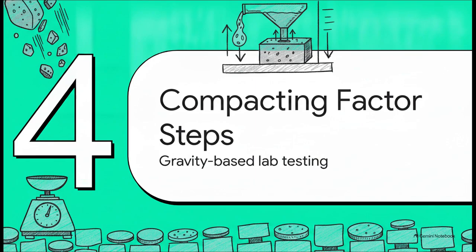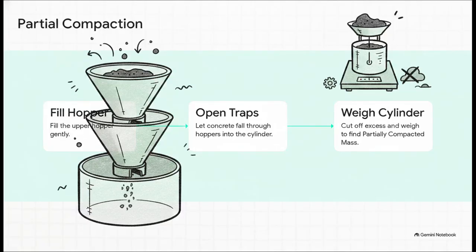Let's look at this gravity-based lab test. Okay, so the apparatus for this one is pretty neat. It's 2 conical hoppers stacked right above a cylindrical container. Step 1, you gently fill the upper hopper. Step 2 relies heavily on basic statics and dynamics. We open the trapdoors and just let gravity pull that concrete down through the hoppers and into the bottom cylinder. For step 3, we cut the excess off the top and weigh that cylinder. This number right here gives us our partially compacted mass.